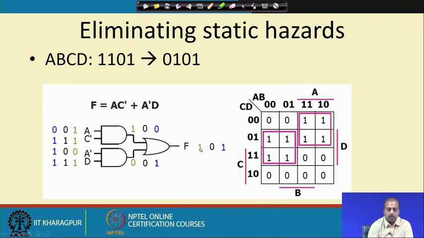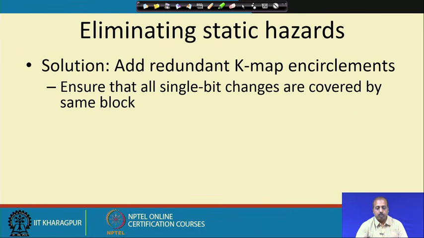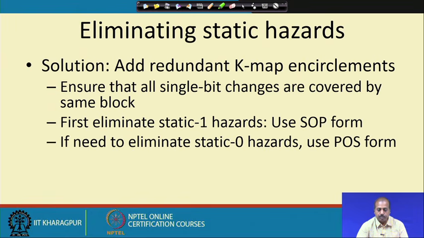Now, it is changing to 0101, but when A changes it takes some time for A bar to change. As a result, you may find that it will produce a 0 in between. So, that 0 has to be avoided. How to solve this is that we add some redundant K-map encirclements, some extra encirclements, like this, so that the single bit changes can be covered in the same block.